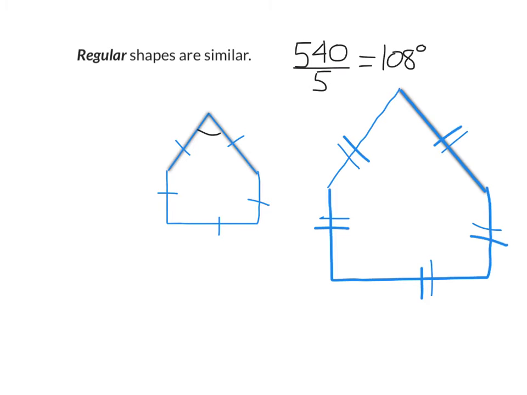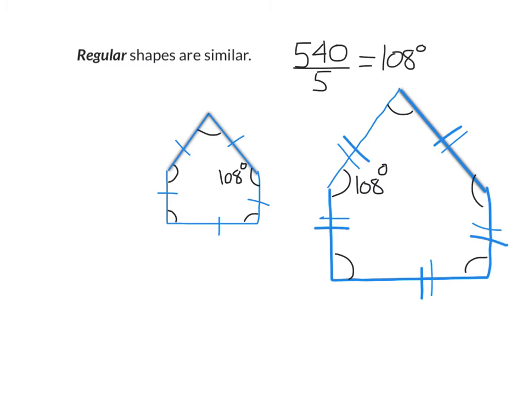That means each of these angles here is equal to 108 degrees. But see, this is true of any regular pentagon. These angles here must also be 108 degrees if the shape is regular. So the first condition on the previous slide is satisfied here. All of these angles are equal. Pairs of corresponding angles are equal. These two are equal, these two are equal, and so on.